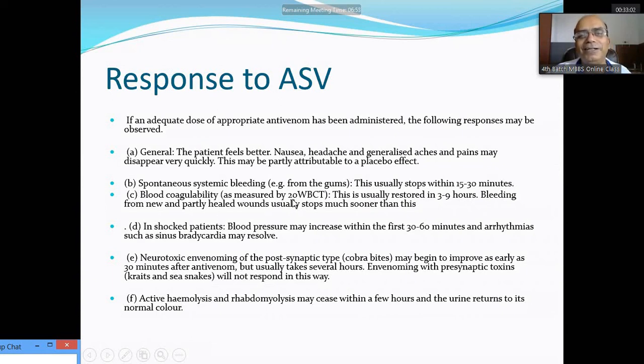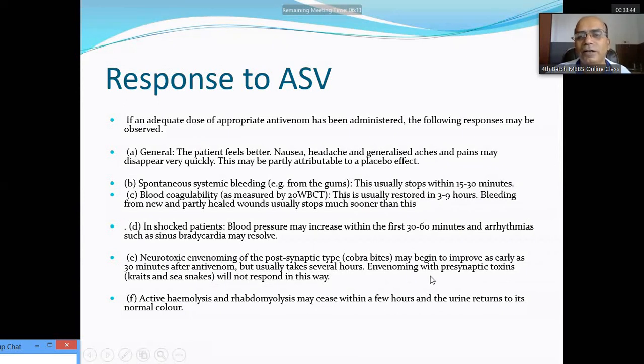You can read in detail what is 20 WBCT. You can be asked in a short note or in Viva what is 20 WBCT. It is a test for blood coagulability, and bleeding from new or partly healed wounds usually stops. If we start anti-snake venom, it will improve the whole blood clotting time. Shocked patients' blood pressure tends to improve when there is a very good response to anti-snake venom.